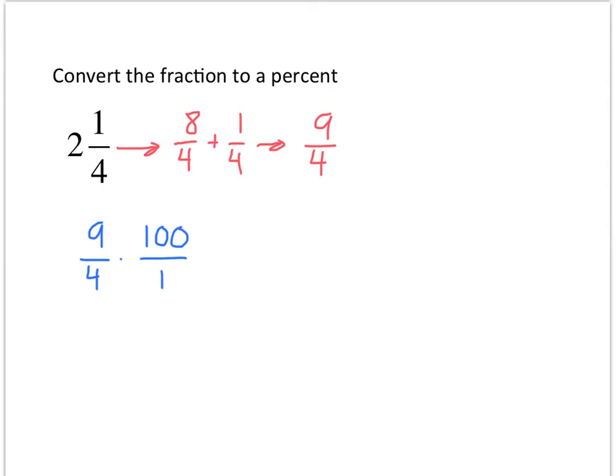So if I multiply by 100, I see that I'm going to end up getting 900 over 4. And now all I need to do is simplify this to a decimal, and I can use a calculator as an aid here. So if I do 900 divided by 4, I find that I end up getting 225, or in other words, 225%.